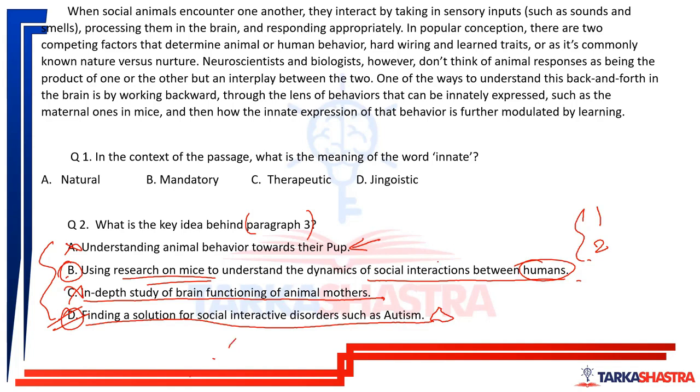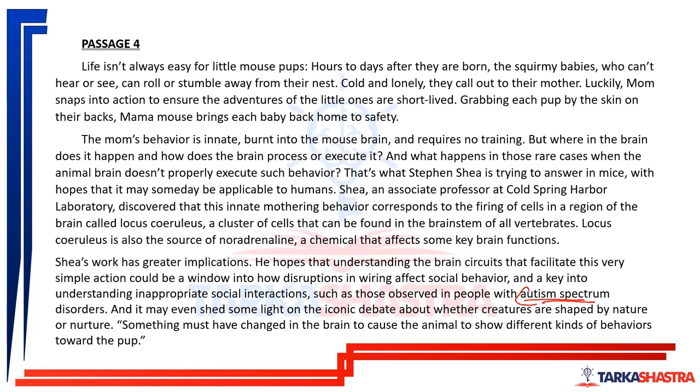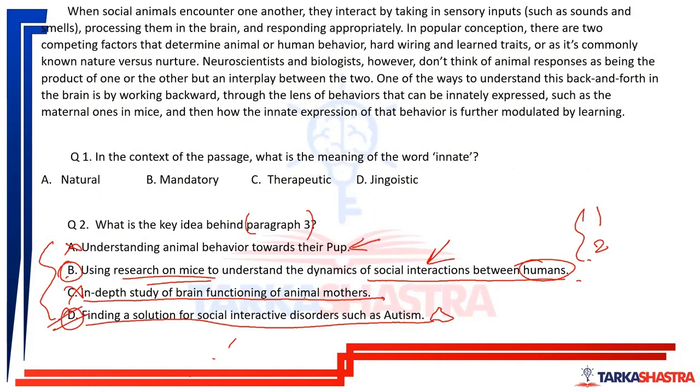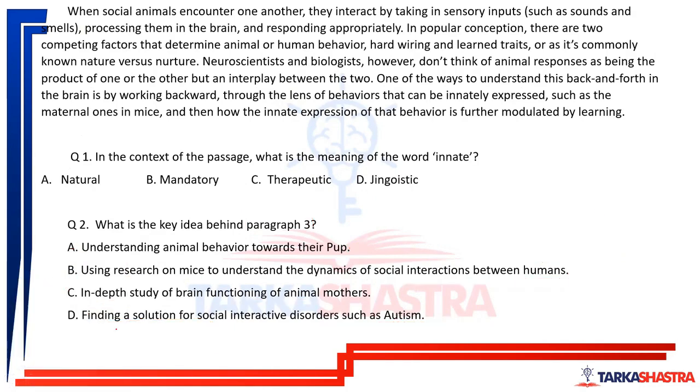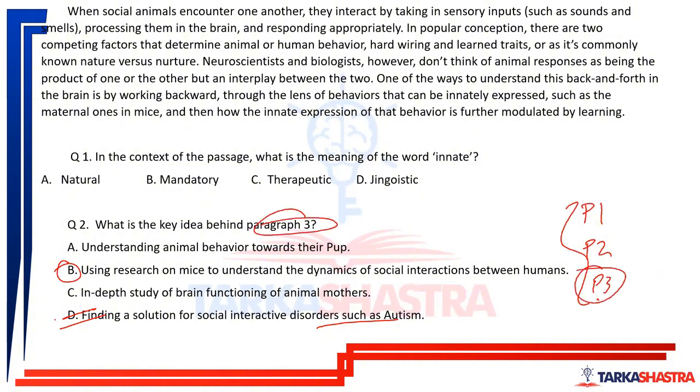They're not only trying to understand social interactions, but they are talking about nurture versus nature. They're talking about social behavior and inappropriate social interactions such as autism disorder. So you can say that neither of them is the best answer. There could be a better answer, but out of the given options, this has been particularly mentioned, and that's why this has to be the right one. B is implied, but it is implied by the combination of paragraph 1, paragraph 2, and paragraph 3, and we are talking only about paragraph 3 here. That's why the answer should be D.